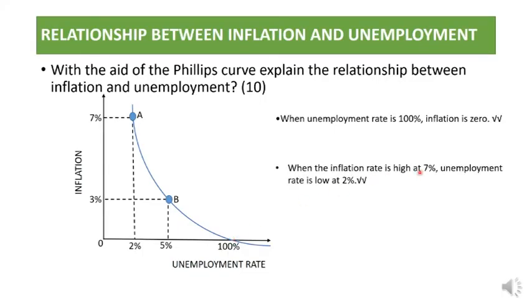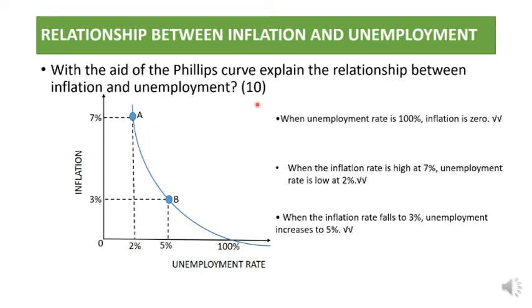When the inflation rate is high, for example, at 7%, unemployment rate is very low. When inflation rate is high, that is at 7%, the unemployment rate is 2%. When inflation rate falls to 3%, unemployment rate increases to 5%. So the lower the inflation rate, the higher the unemployment rate. The lower the unemployment rate, the higher the inflation. Please note that you get 6 marks from explaining the relationship.